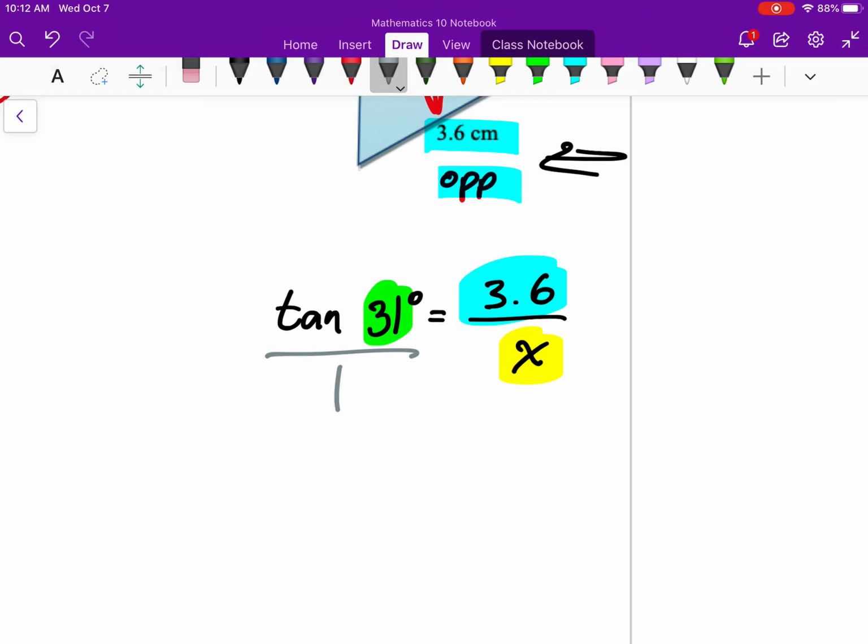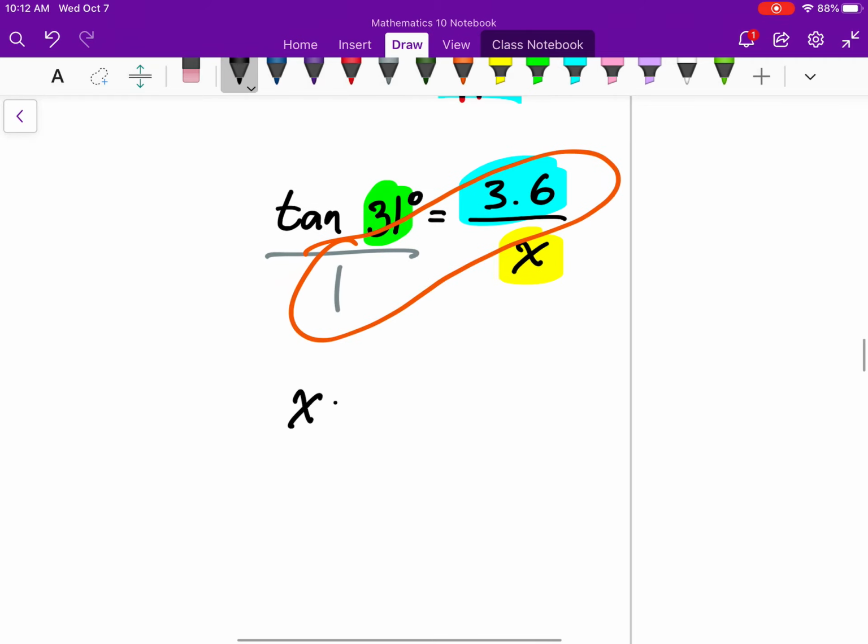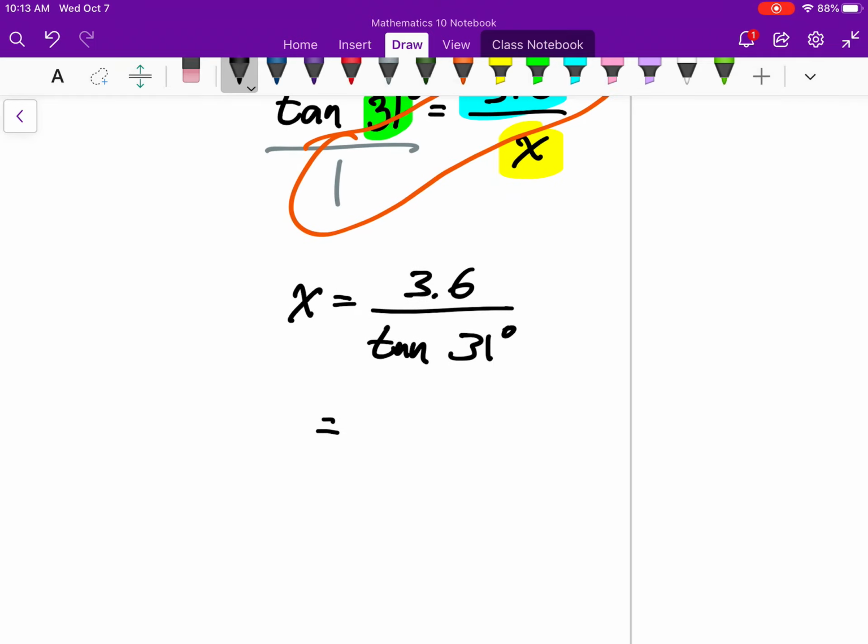Again, fastest way, cross multiply. Go 1 times 3.6, divide by the tan of 31. So x is going to be the same as 3.6 divided by the tangent of 31 degrees. Which, if you go to your calculator, is about 6.0 centimeters. And there's my answer.